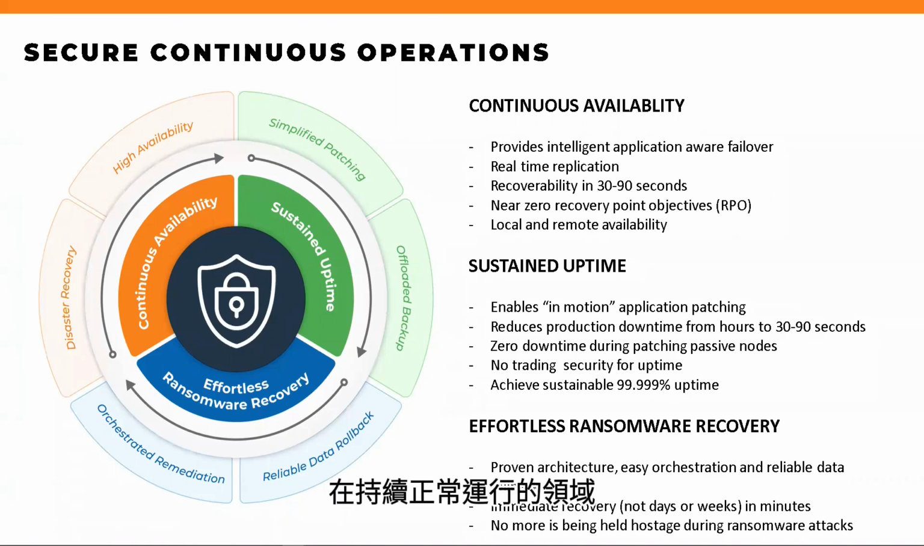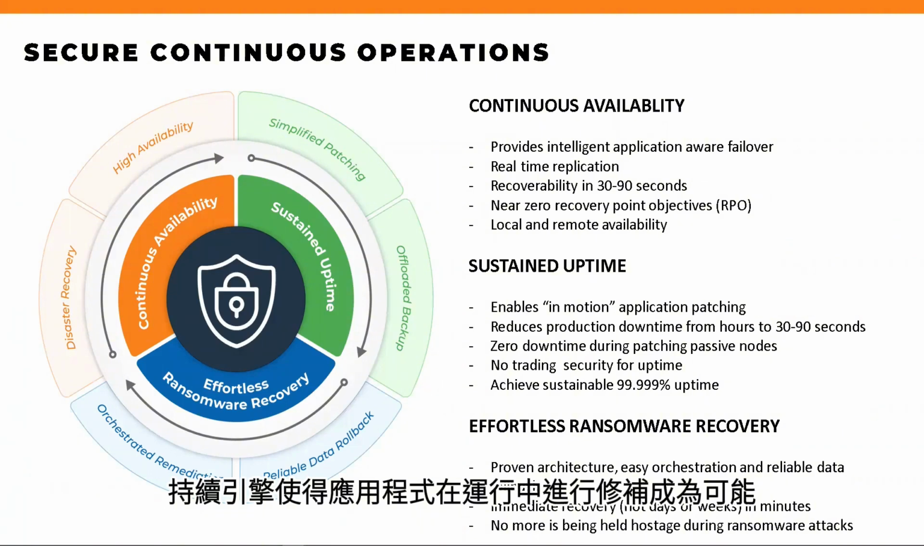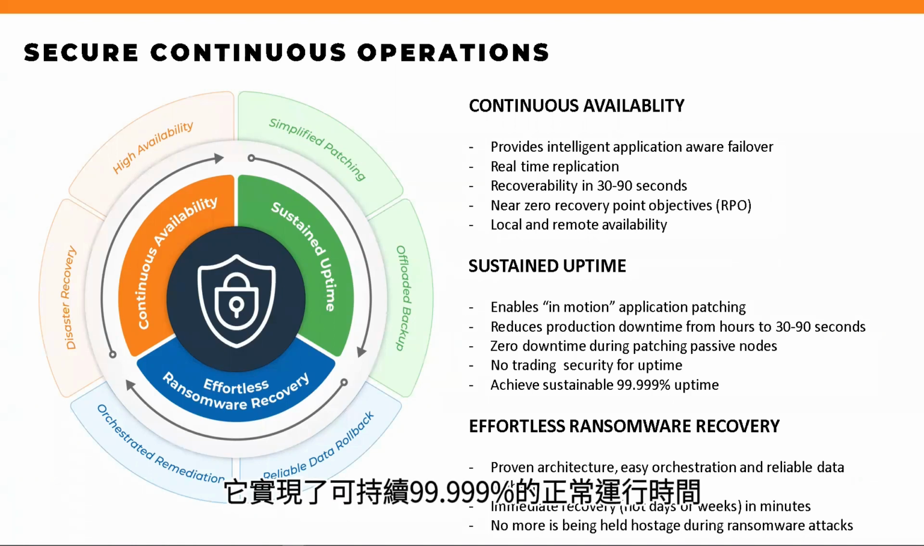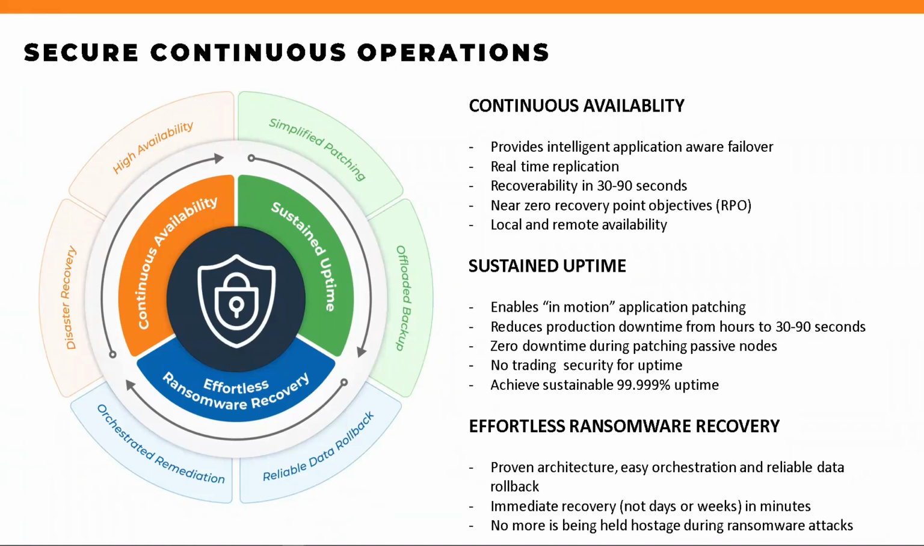Also in the area of sustained uptime, Continuity Engine enables in-motion application patching. In this case, we are able to patch systems while the application continues to be operating for end users. It reduces downtime from hours to 30 to 90 seconds, 0 downtime during patching of passive nodes, and you don't have to trade security for uptime, and it achieves sustainable 5 nines of uptime. And for the purpose of this presentation, we're going to focus in on effortless ransomware recovery.